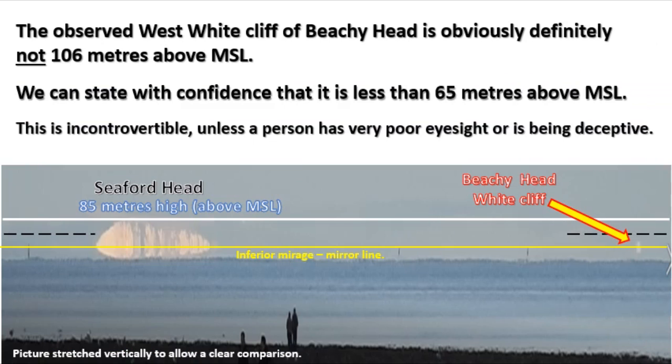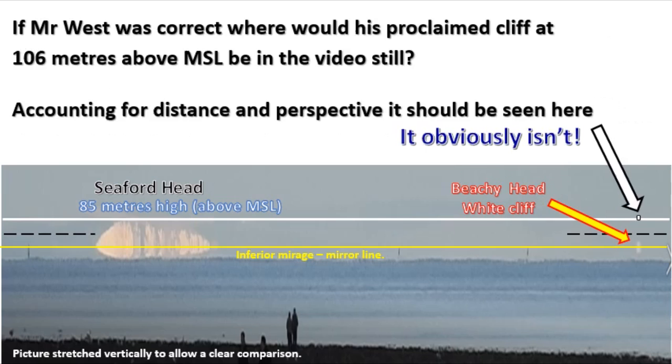The observed west White Cliff of Beachy Head is obviously, definitely not 106 meters above mean sea level. We can state with confidence that it is less than 65 meters above mean sea level. This is incontrovertible, unless a person has very poor eyesight or is being deceptive. If Mr. West was correct, where would his proclaimed cliff at 106 meters above mean sea level be in the video still? Accounting for distance and perspective, it should be seen here. It obviously isn't.